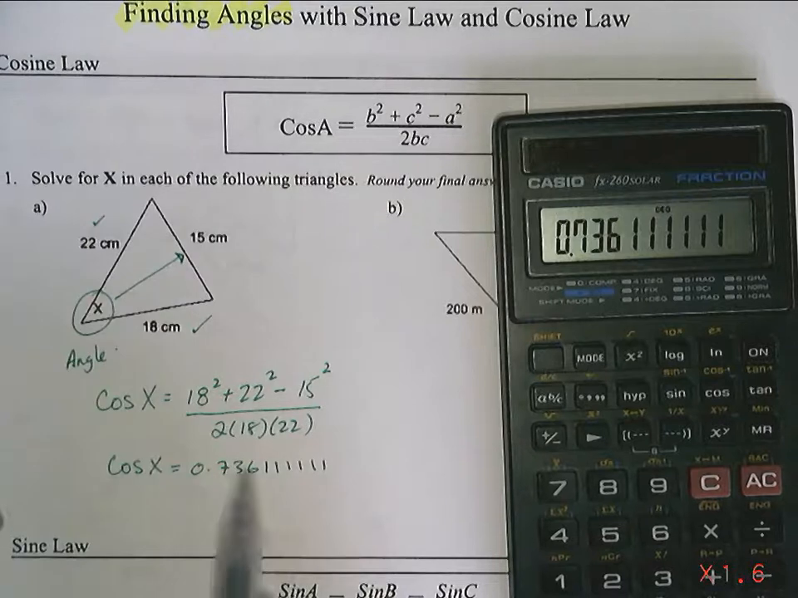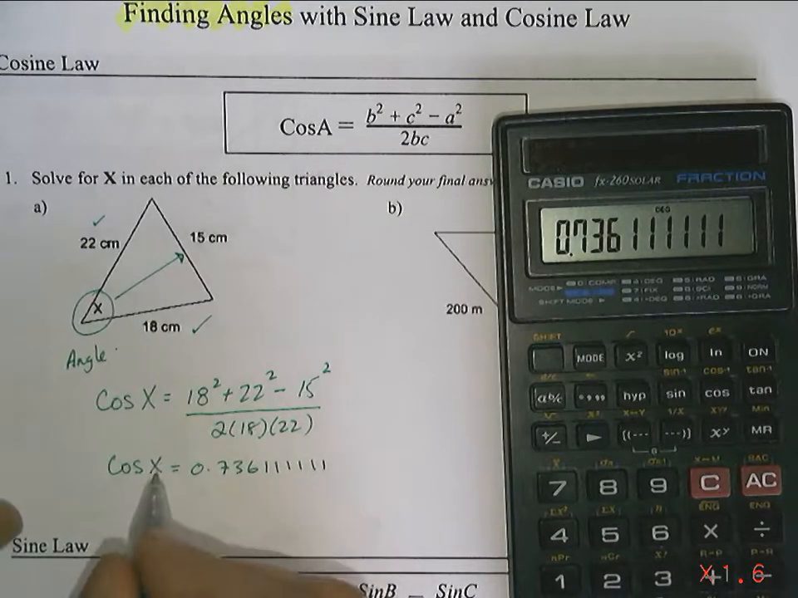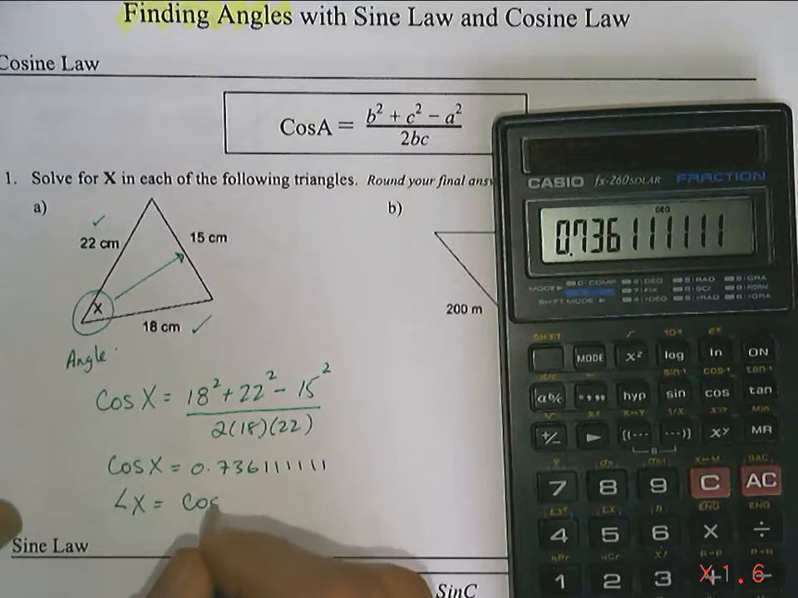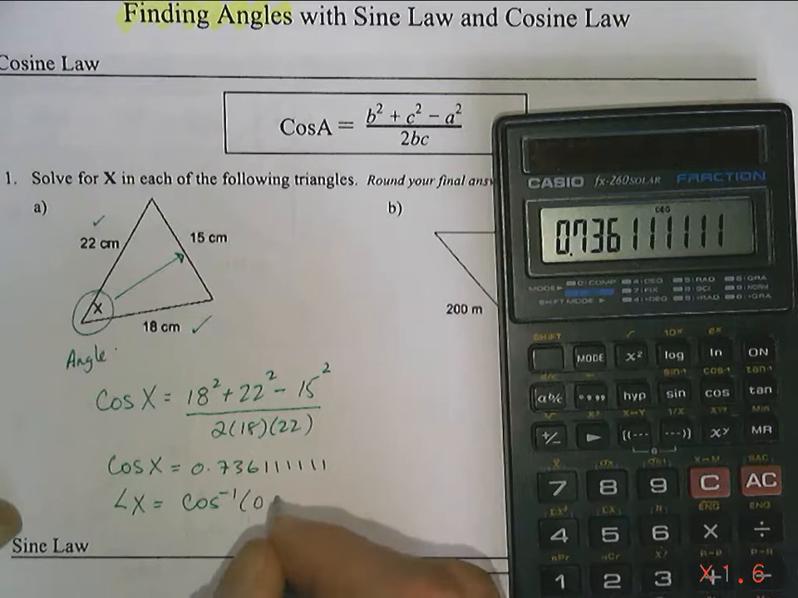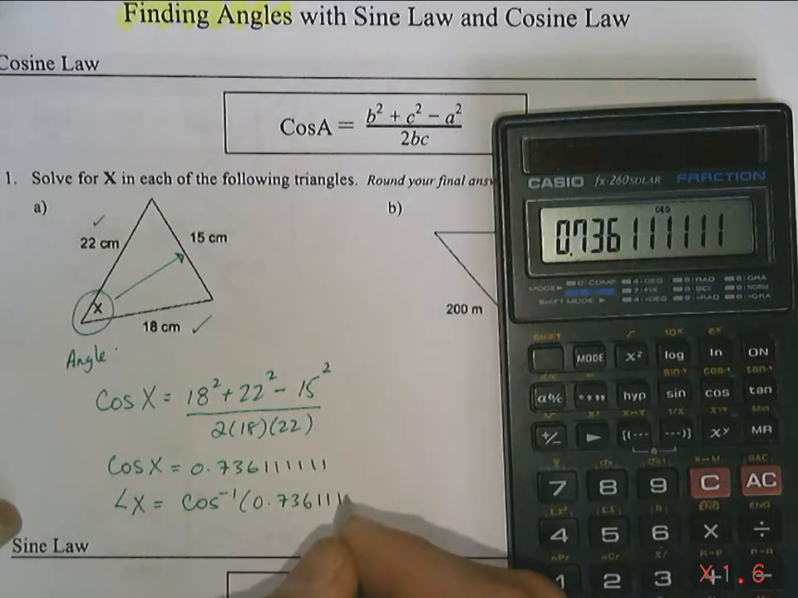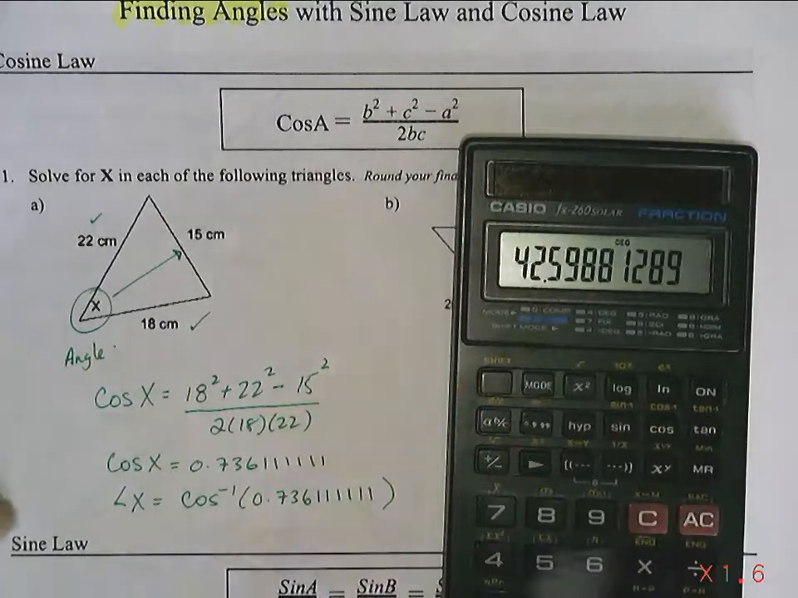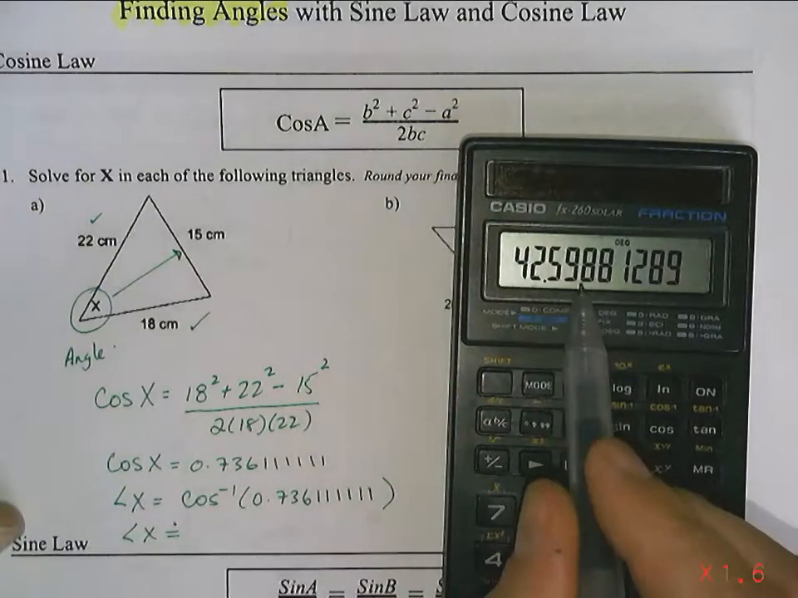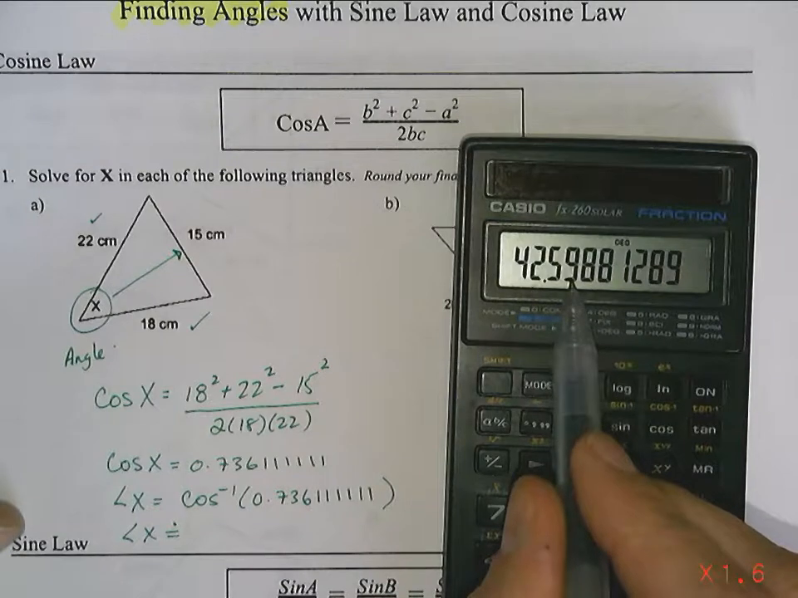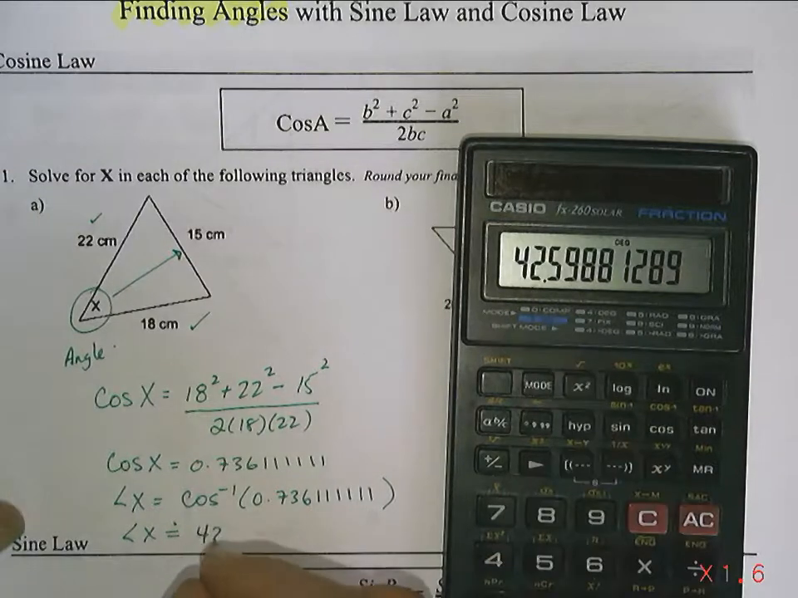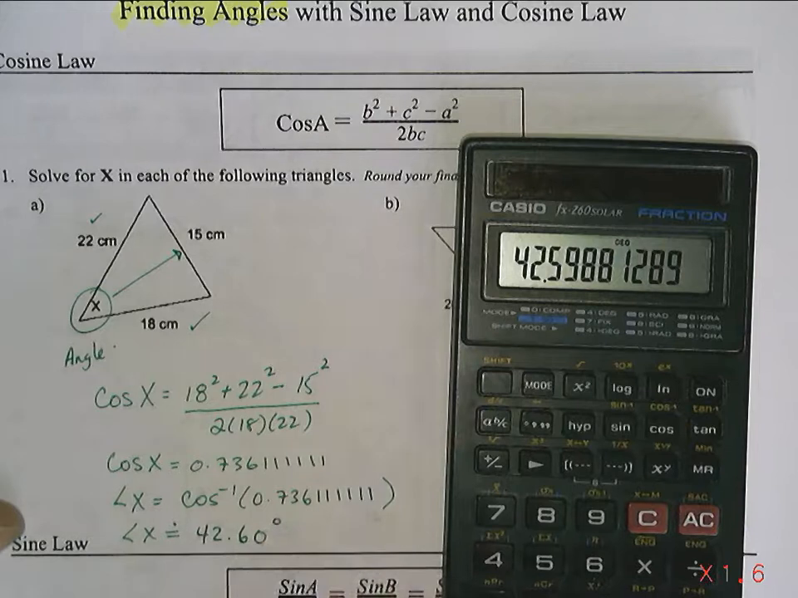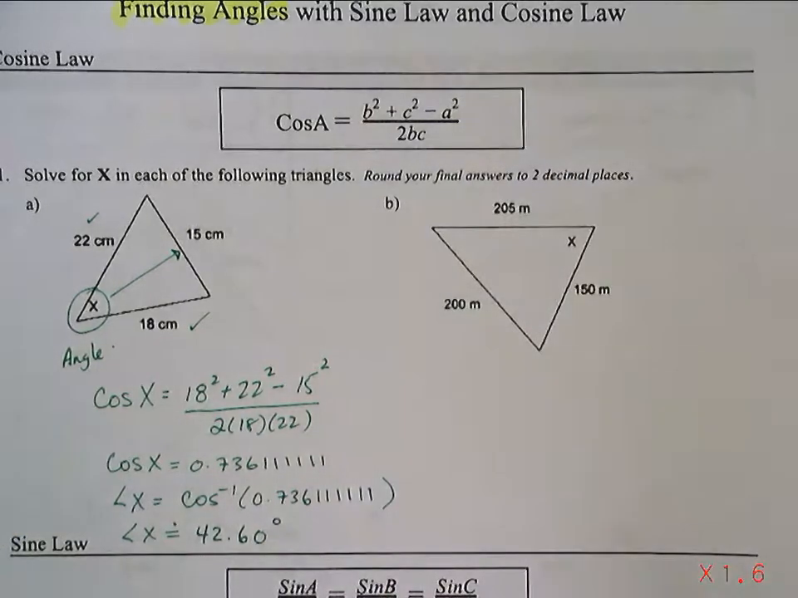We should recognize this from last day as being an inverse question. We want the angle x. So what you really want to do is use the inverse of cosine on this decimal. So second function, cosine, on that decimal gives me an answer of approximately, now it rounds the 9 to a 10, so it's going to be 42.60 degrees. And that is the final answer.